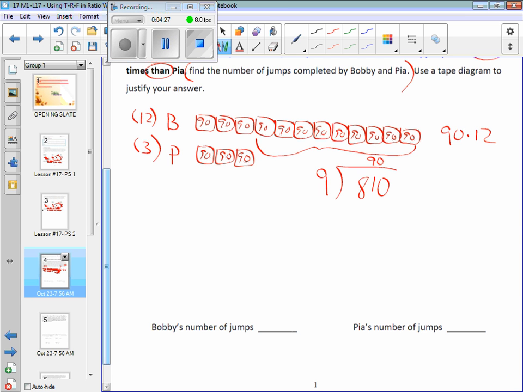And then to figure out the total number of jumps for Pia, it's 90 times what? 33. Right. And again, be careful because the hard part's done. Don't make a multiplication error. Anybody have an answer yet? Smiles, 90 times 12. Sounds good. Very good. And that is now done.